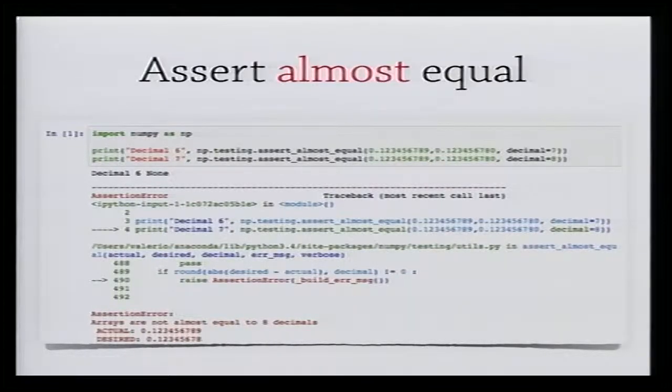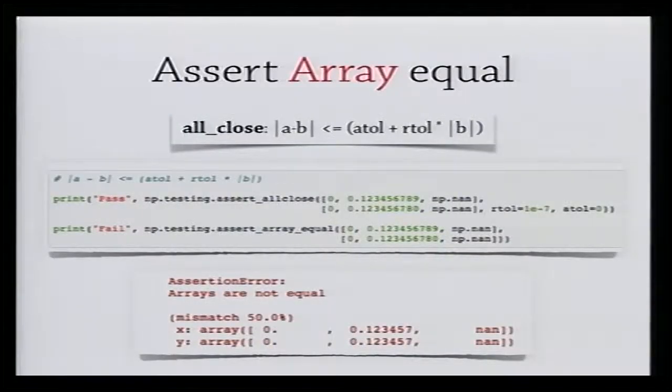So in the first case, we want to test the numbers at 7 decimal places, so in this case the test passes. In the second case, since the last digit is different, and here the decimal places to take into consideration are 8, the test fails. So we have an assertion error here that says that arrays are not almost equal to 8 decimals, with actual and desired values. So these errors are reported, and this is one of the things we need to take into account when we deal with floating point numbers.